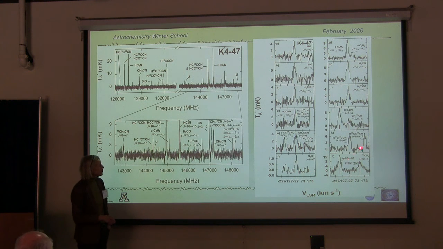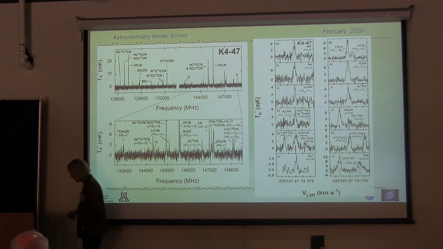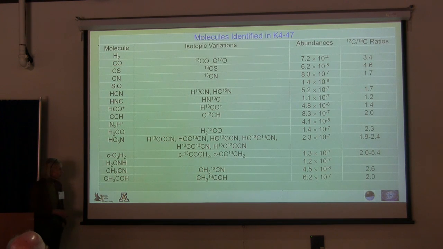There's N2H+, CH2NH, there's one of the lines, another one of the lines. We also saw SiO in this source, and formaldehyde, CH3CN, and so forth. Very convincing spectrum. And so here's a list of these molecules we've now seen in this planetary nebula. You can see we've got a lot of carbon-containing molecules with complexity we've never expected, and many, many carbon-13 substituted species, which is just amazing for us to find.